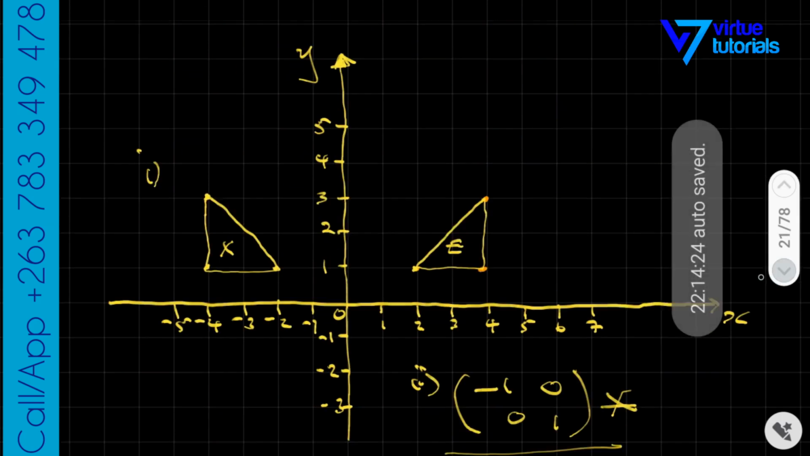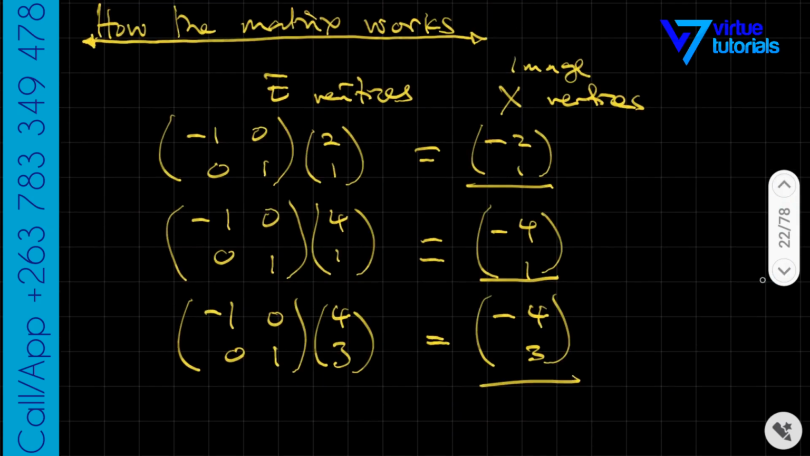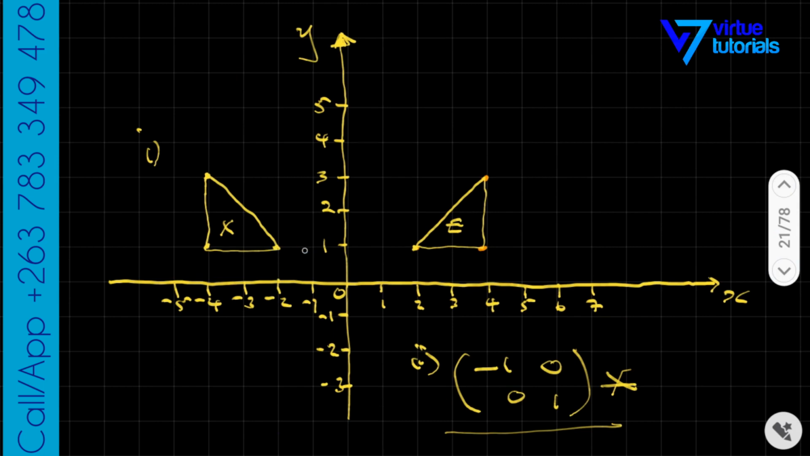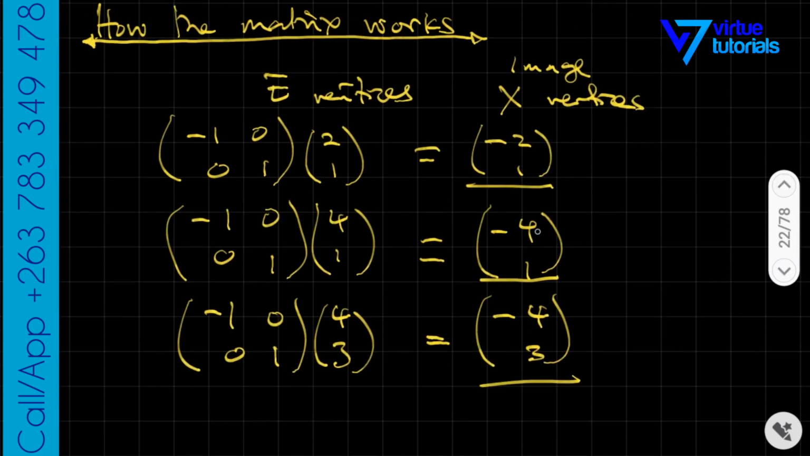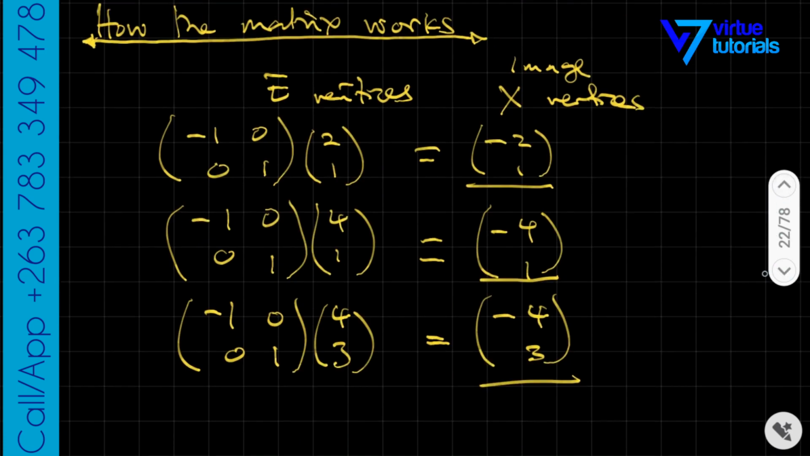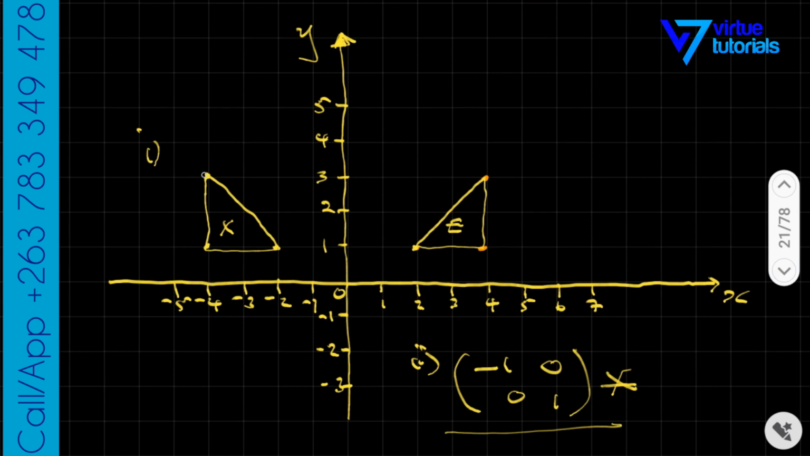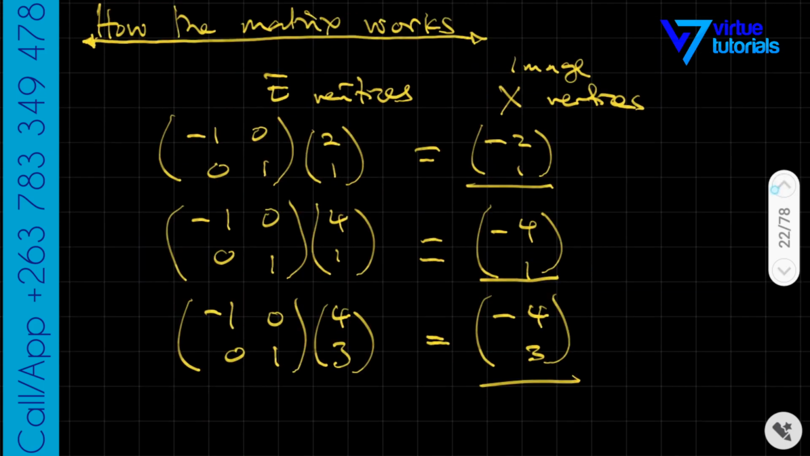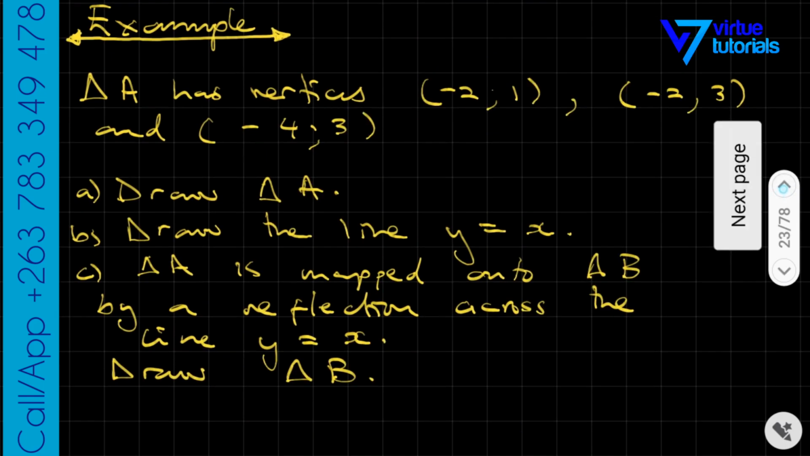And that's exactly what we got here, right? Minus 2, 1, that's what we got here. Minus 4, 1, that's what we got here. And lastly, minus 4, 3, that's what we got there. Those are the coordinates, right? So I could have found this by my reasoning, or I could have used the matrix, whichever one makes me more confident. So here's another example.